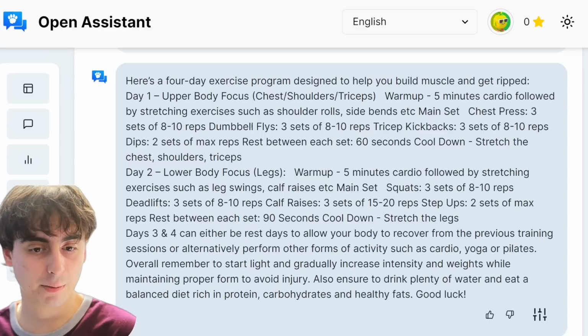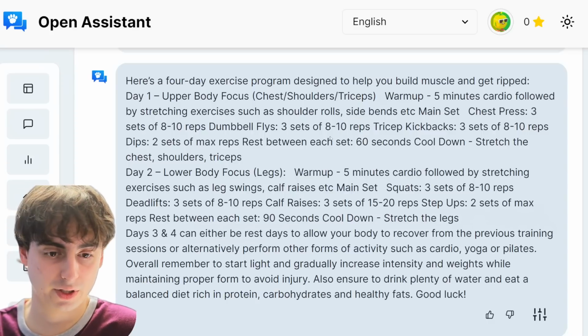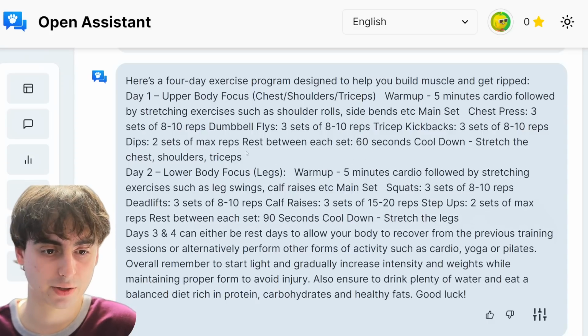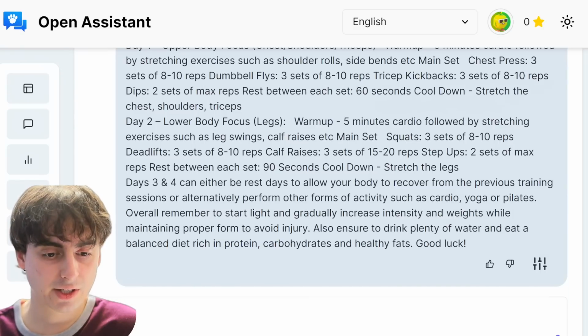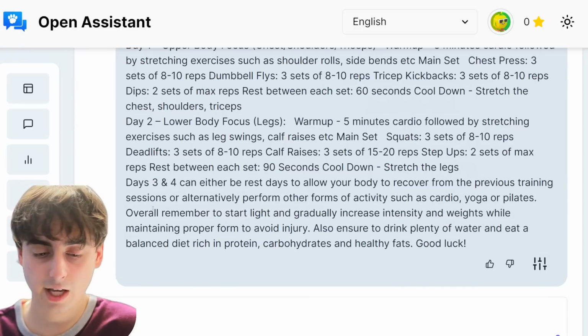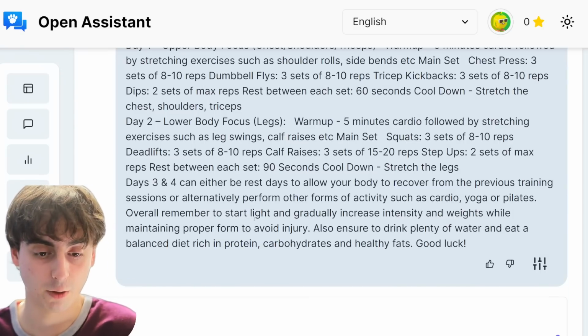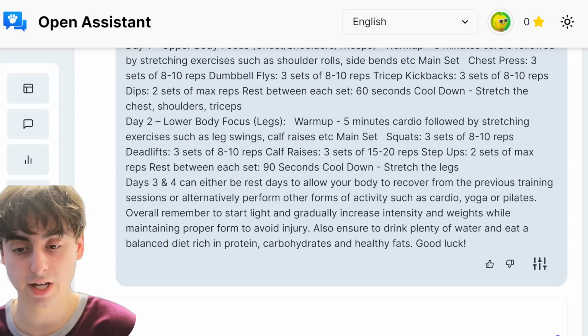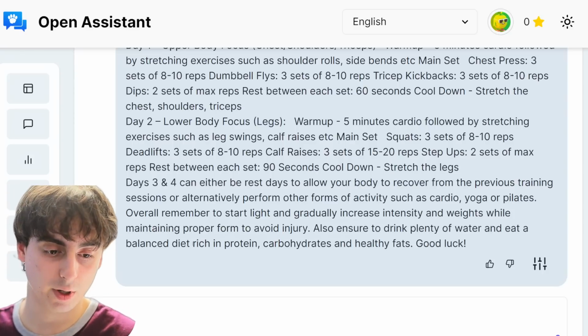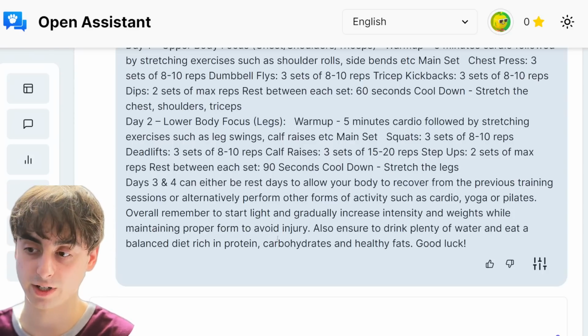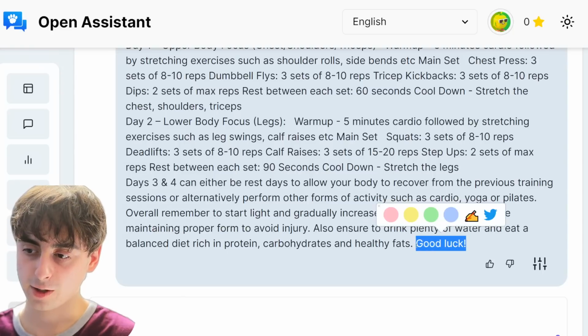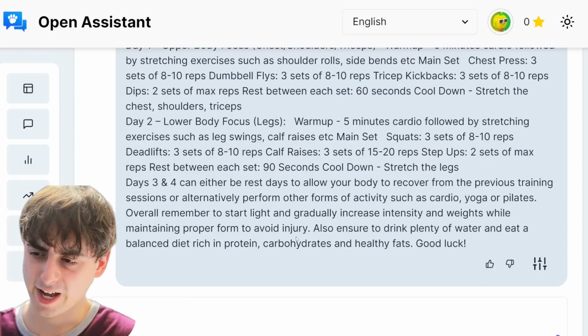It even gives us the number of reps too, which is pretty cool to see. So it honestly did pretty good with this whole thing. It's actually a very, very detailed little workout plan. And it gave us good tips here too, saying overall, remember to start light and gradually increase intensity and weights while maintaining a proper form to avoid injury. And again, it gives us that good luck, which reminds me of Bing Chat, to be honest.